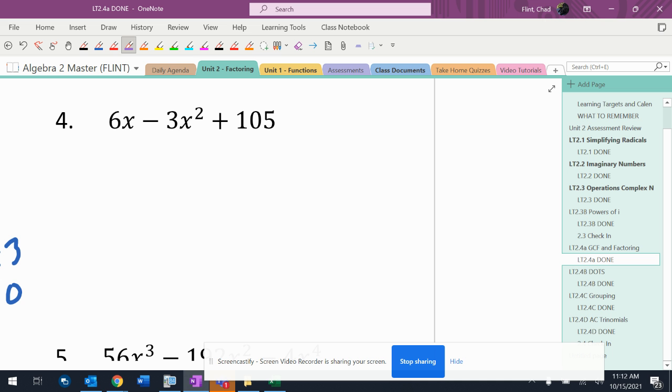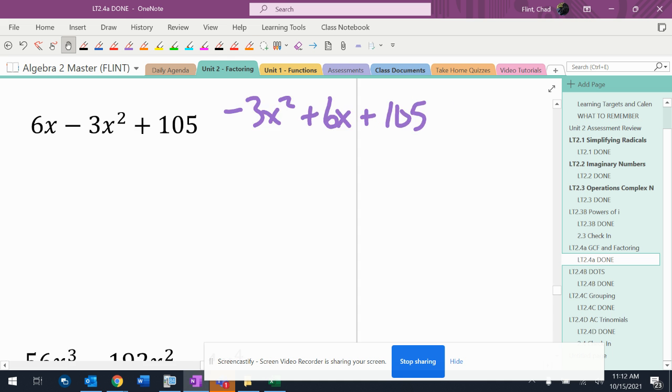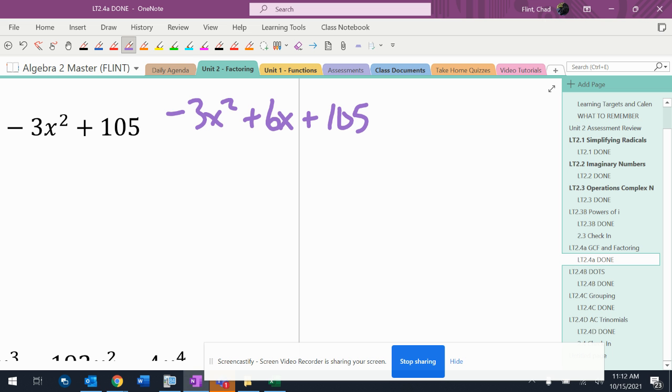So I need to rearrange what it says. I'm going to write it to the side here, negative 3x squared plus 6x plus 105. It's a negative. So when I take my GCF out, I'm going to make it a negative. Let me do this the proper way. The x squared term has a negative. I don't want it to. So when I take my GCF out, I'm going to take out a negative. So negative something.